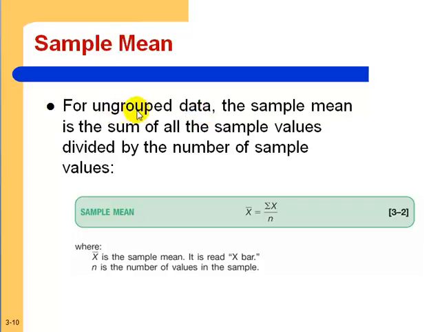For ungrouped data, the sample mean is the sum of all the sample values divided by the number of sample values. We call it X bar. We use X bar to represent the sample mean, and X bar equals sigma X divided by N. X is any particular value in the sample, N is the number of values in the sample, and sigma X is the sum of the sample values.